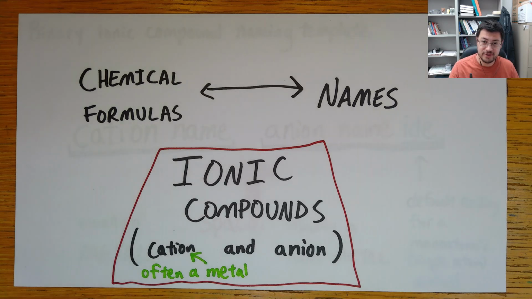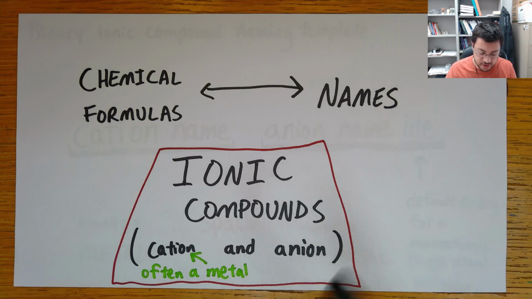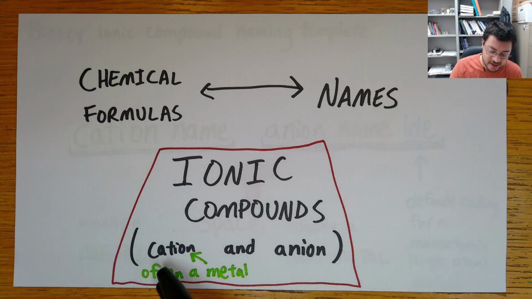Welcome. Let's do some ionic compound naming. We're going to change between chemical formulas and names. So we're working with ionic compounds, which means we're going to have a cation and an anion. And that cation is often going to be a metal.